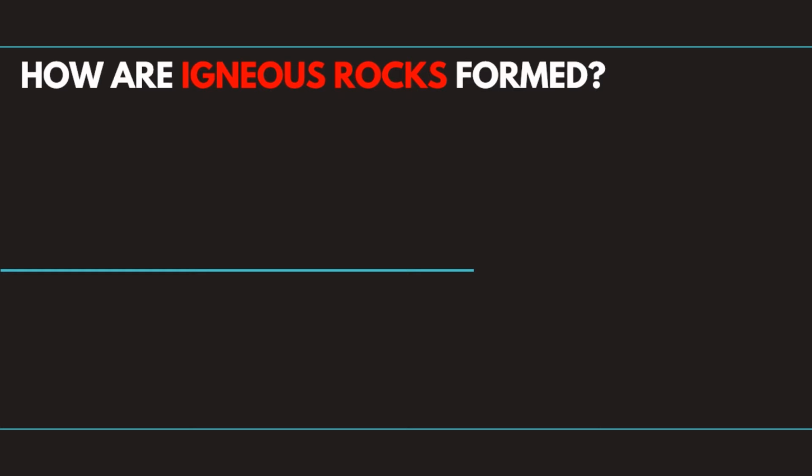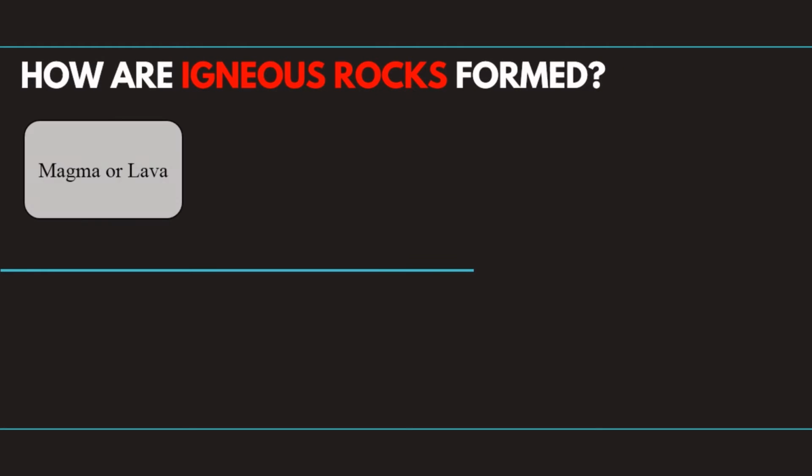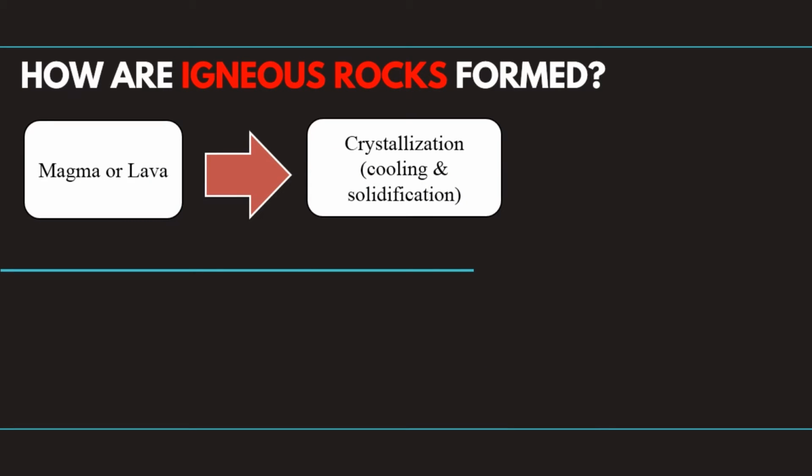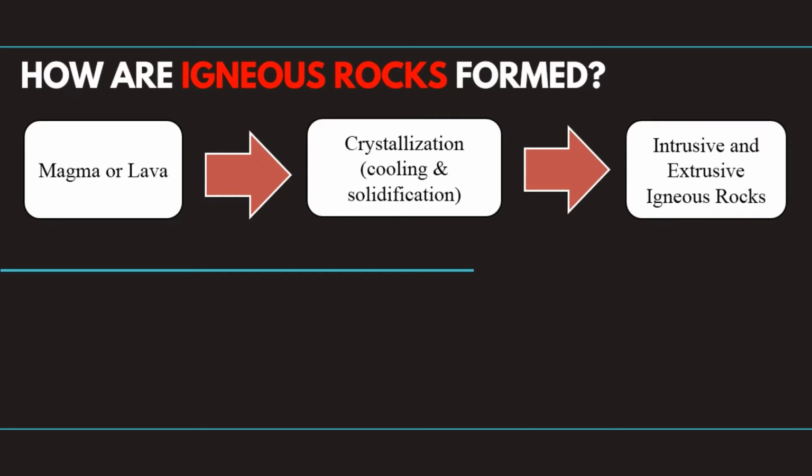How are igneous rocks formed? It is through magma or lava. This magma or lava may undergo crystallization, which is cooling and solidification, that will eventually form intrusive and extrusive igneous rocks. Speaking of magma and lava, are they the same thing or do they differ from each other?